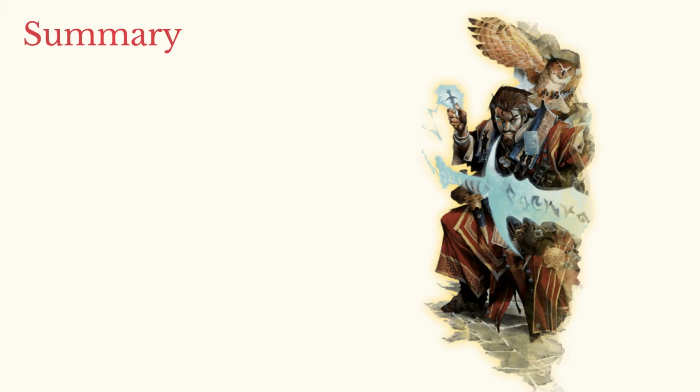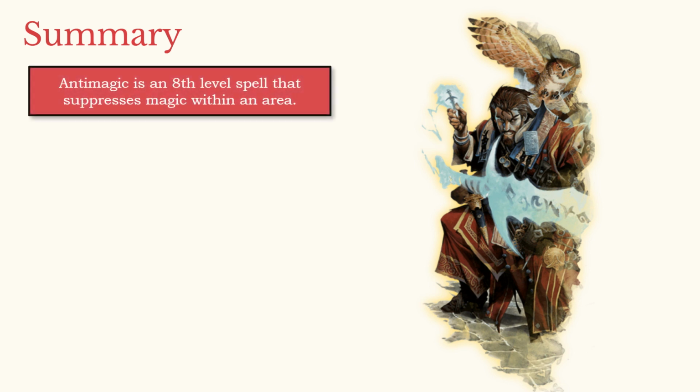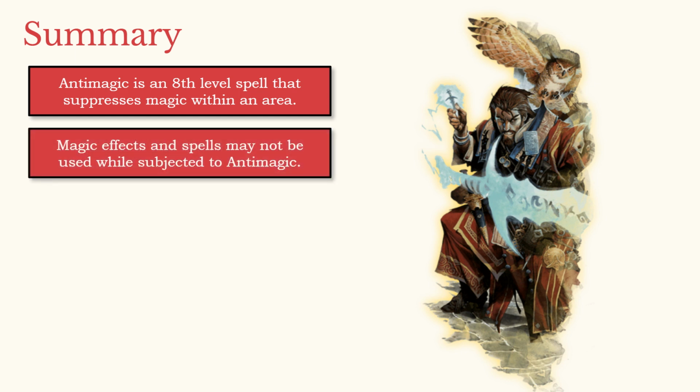In this video, we discussed the effects of anti-magic. Anti-magic is an 8th level spell that suppresses magic within its area. Magic temporarily stops working, but resumes once the effect leaves the anti-magic field. This is in contrast to dispel magic, which completely ends the effects of spells. Magical effects cannot be activated and spells cannot be cast while inside an anti-magic field.